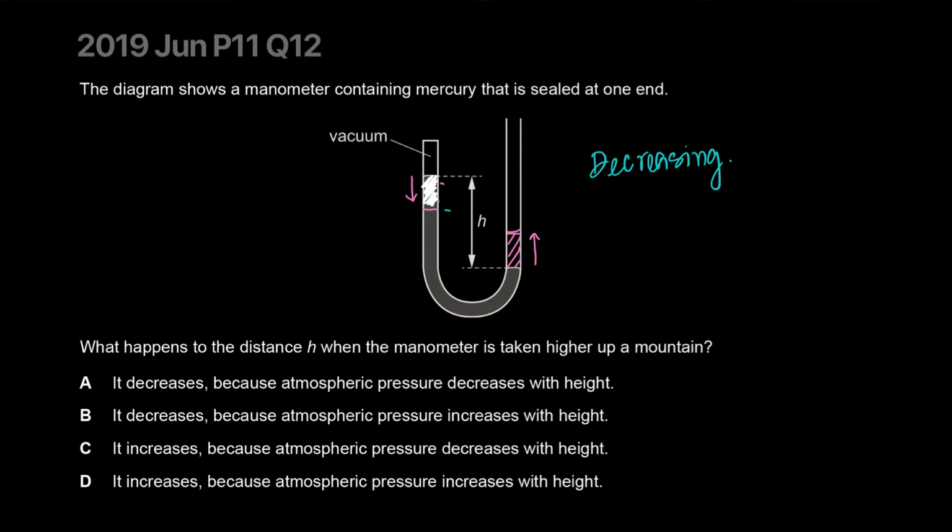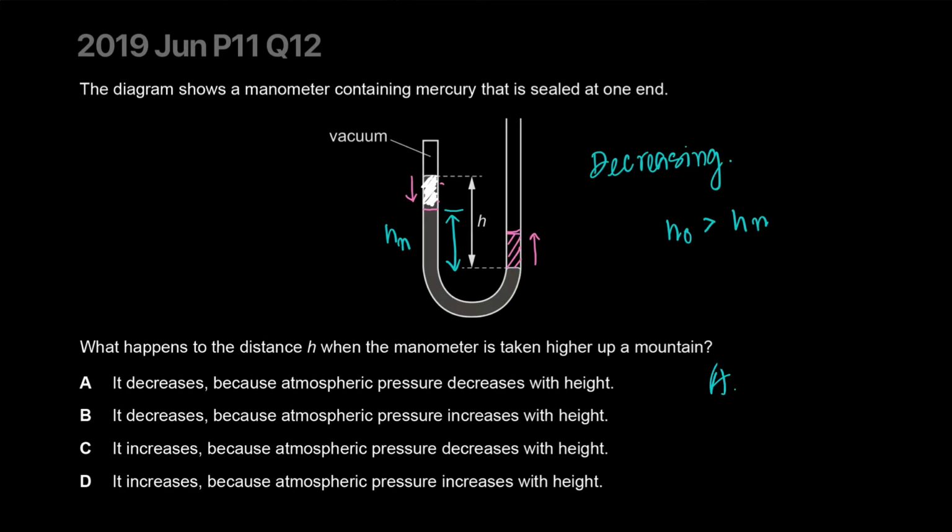So what's happening to the new height? The difference in height, h old, is actually greater than h new. It decreases because atmospheric pressure decreases with height. Height can be confusing, but the higher you go, the atmospheric pressure will decrease and the h will decrease. That makes sense. So correct answer is A.